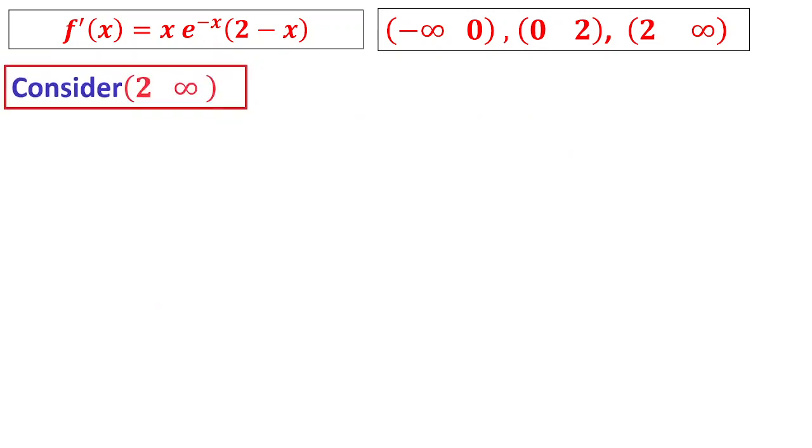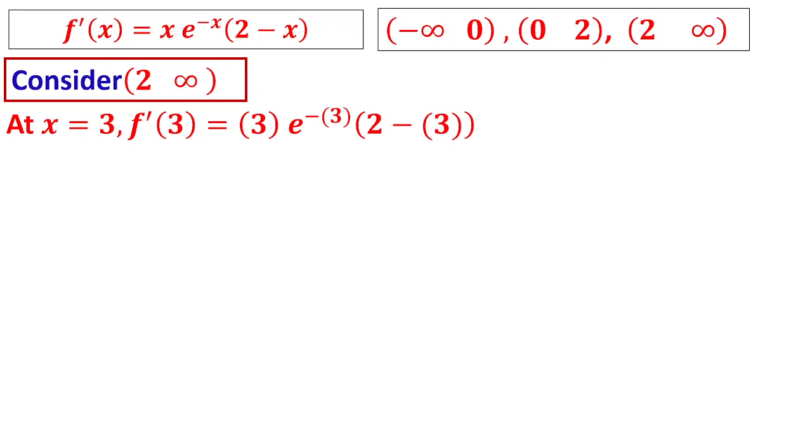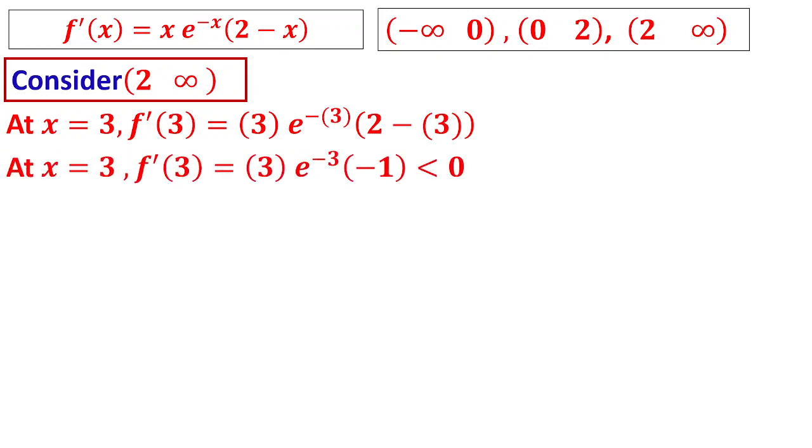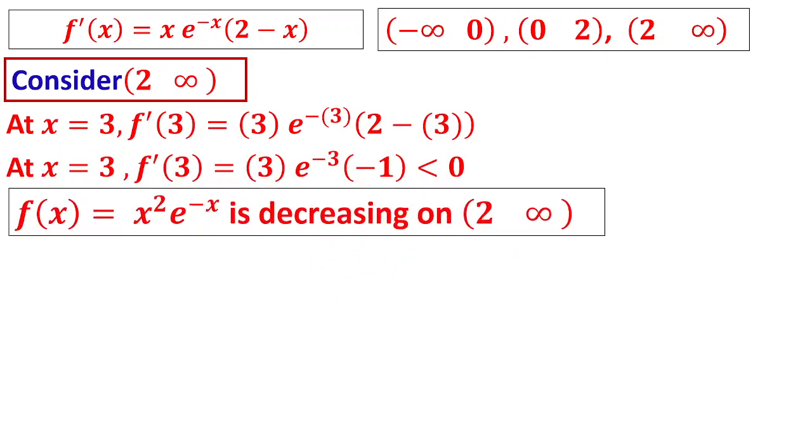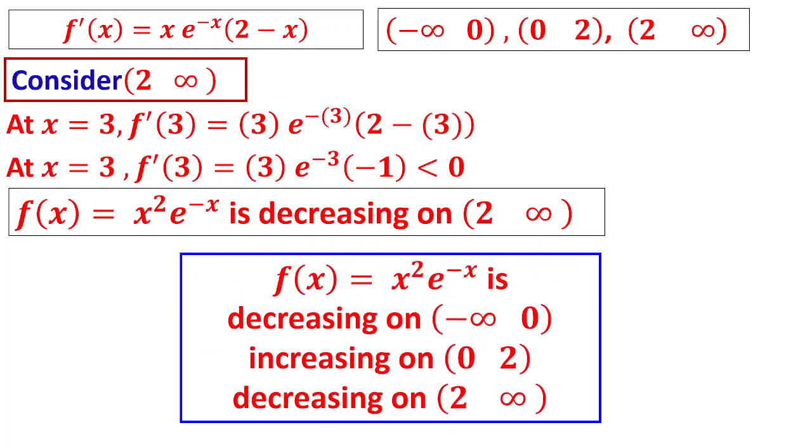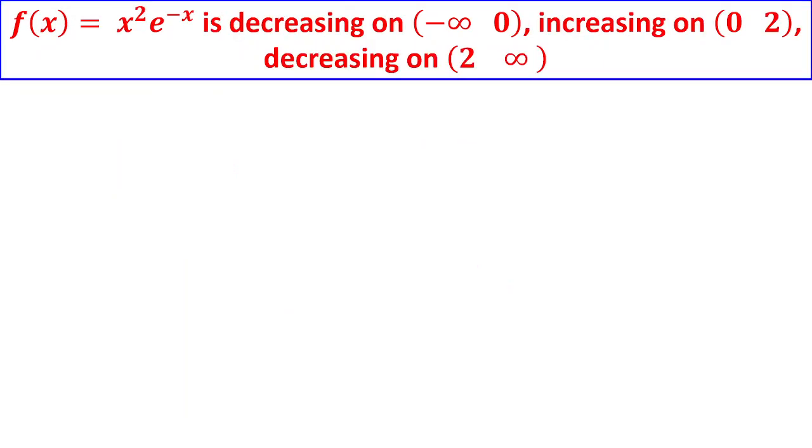Let us go to the next one. 2 to infinity, I take 3. The same thing, 3 into minus 1, therefore less than 0. So it is decreasing. Put as a nutshell, f of x is decreasing in the first interval, increasing in the second interval and decreasing in the third interval. Let us see it in the graph now.